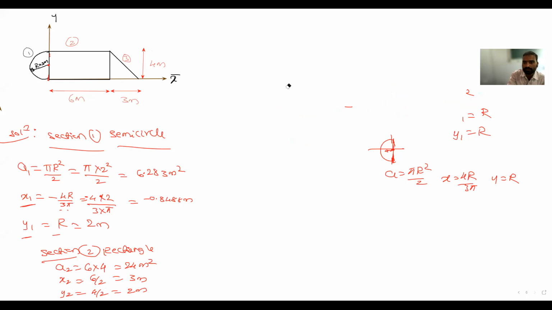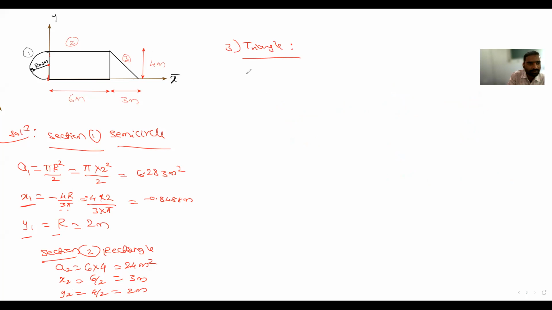Triangle. Okay, what is the area of the triangle? Half base into height. Okay, third section, sir, 5 minutes. Correct. Already it is too late, because I have finished the syllabus within time. So for the triangle, what is the area? Half base into height. So half base is how much? It is 3, into height, how much? 4. So it will be 6 square meter. Correct.